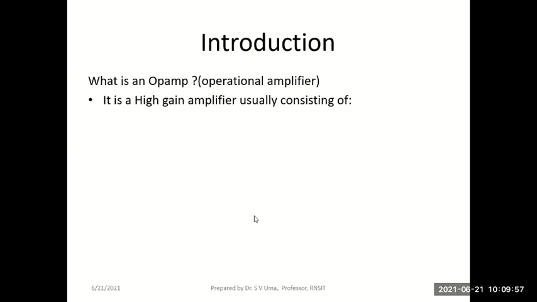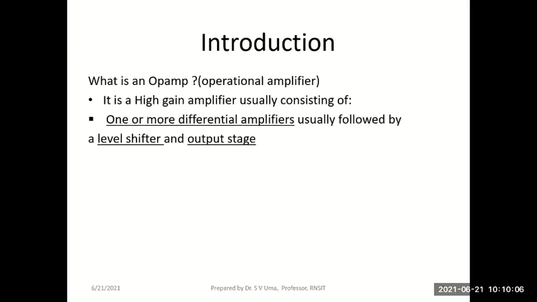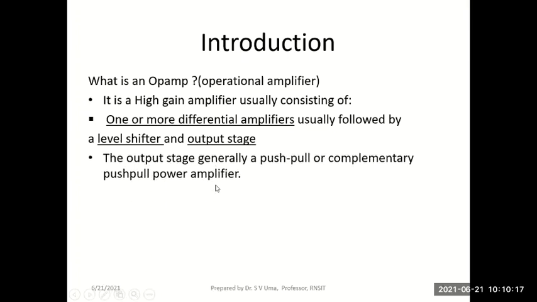So how do we define an op-amp basically? An op-amp can be defined as a very high gain differential amplifier, which usually consists of one or more differential amplifiers followed by a level shifter and an output stage. So what do we mean by that? We have generally 4 stages in an op-amp circuit. What are the 4 stages present inside an op-amp?